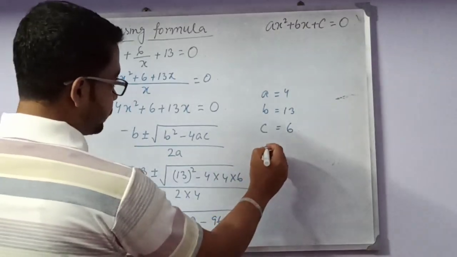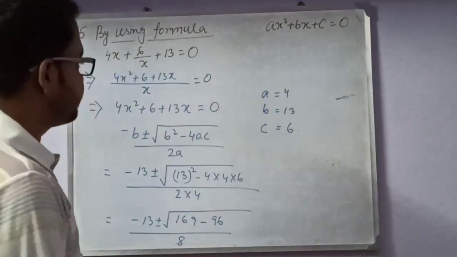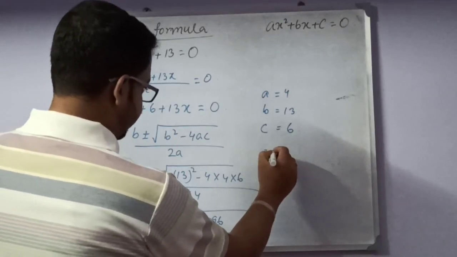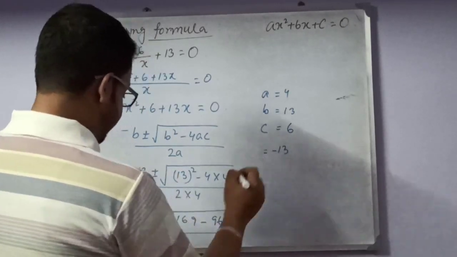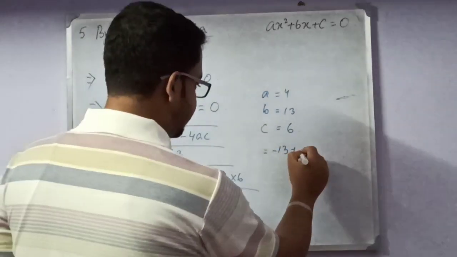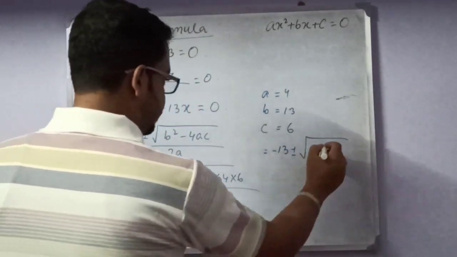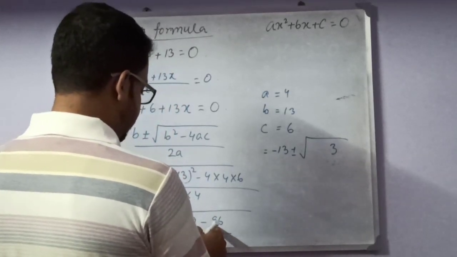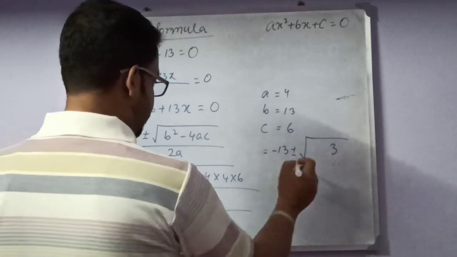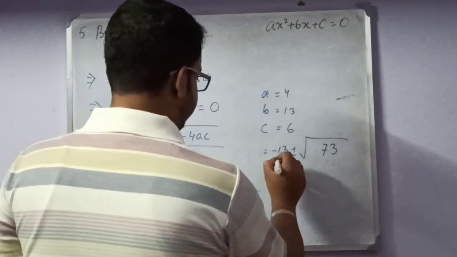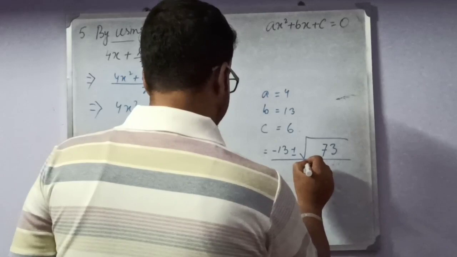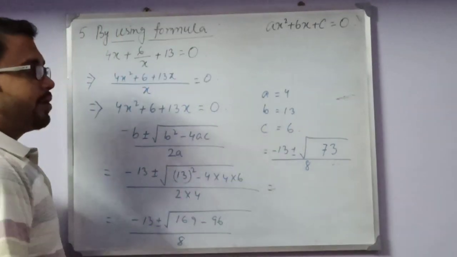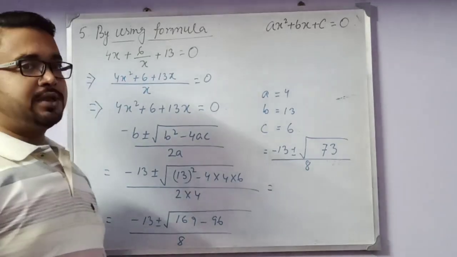So we can write minus 13 plus minus root over of 73 upon 8. We don't know the value of root over of 73. We have to find this out.